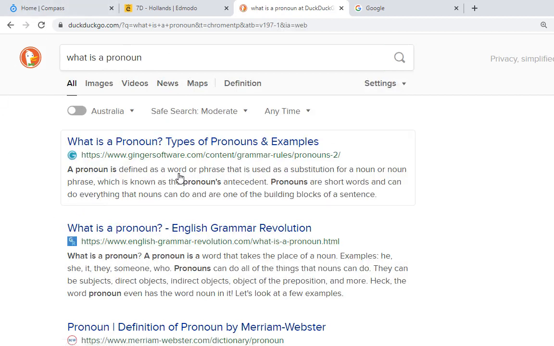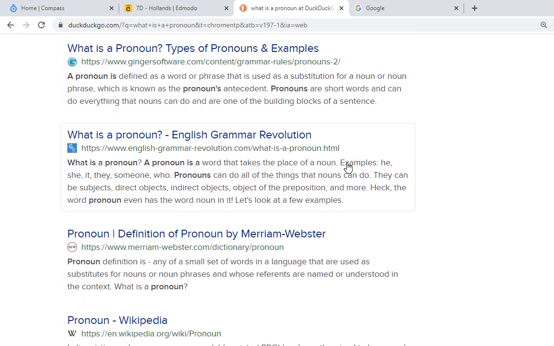A pronoun is defined as a word or phrase that is used as a substitution for a noun or noun phrase, which is known as the pronoun's antecedent. Okay, so we're getting into some tricky territory here. We've got substitution, we've got antecedent. I'm not too sure about these words, so I might try for another definition. Let's see what we can get here.